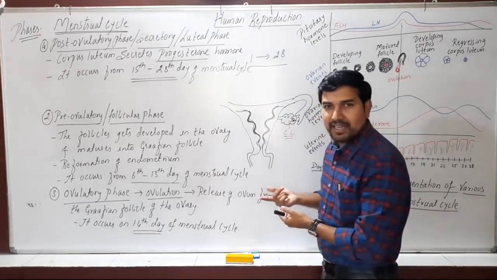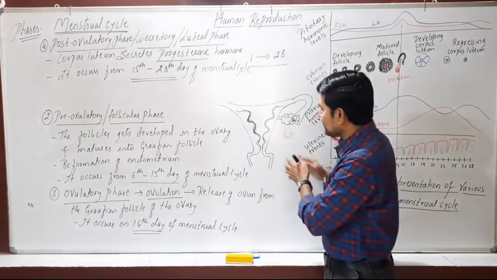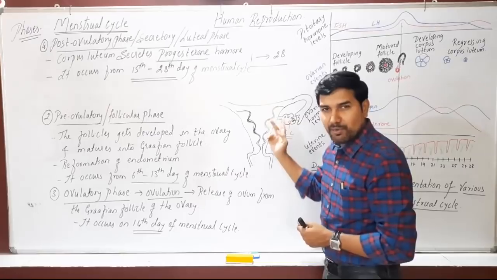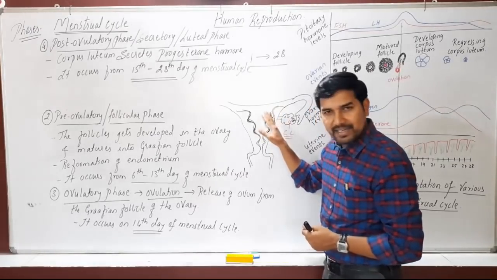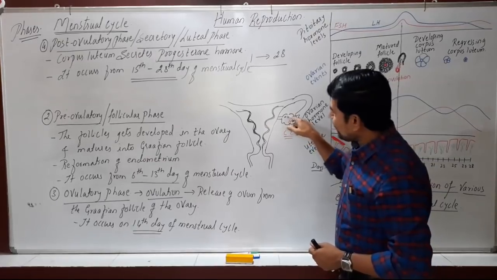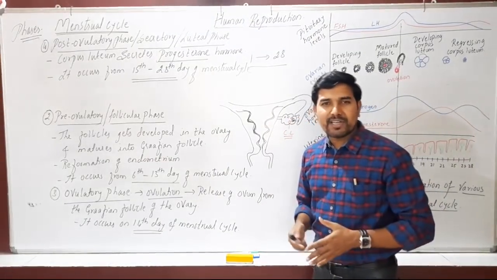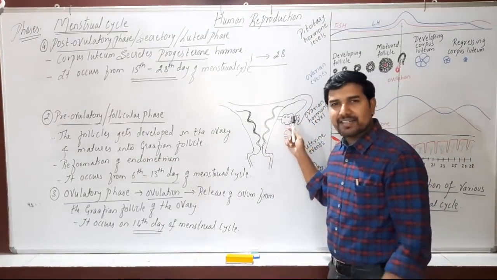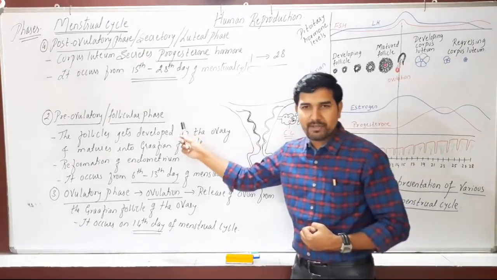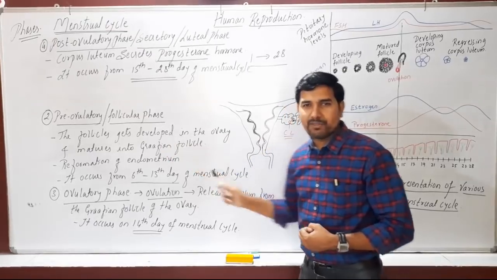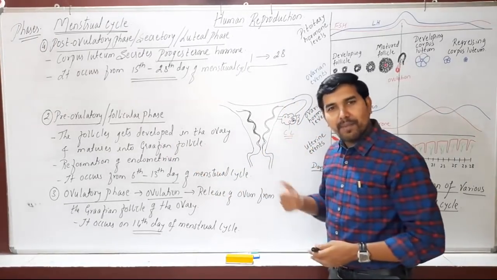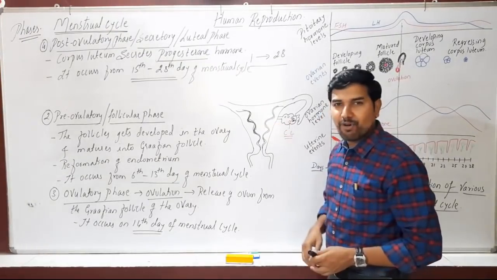Then the second phase is the pre-ovulatory, before ovulation. Again what happens? The endometrium gets reformed, a fresh layer starts to form here. Then the activity of the follicles also increases, where the primary, secondary, tertiary and Graafian follicle is formed in the second phase, the pre-ovulatory phase or the proliferative phase. It is also called the endometrial phase, because the endometrium starts to reform.